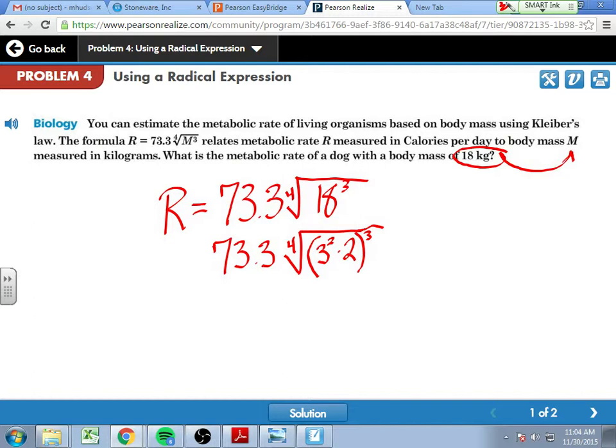I simplified the parentheses to get 3 to the power of 6 times 2 to the power of 3. Then I broke up 3 to the power of 6. Hold up, 3 to the 6 times 2 to the 3rd. So power to a power, they multiply. This was really 2 to the 1st to the 3rd, so they multiply. Okay, and then I broke up 3 to the 6th as 3 to the 4th times 3 squared. Then I just took the 3 out since it's a 4th root.